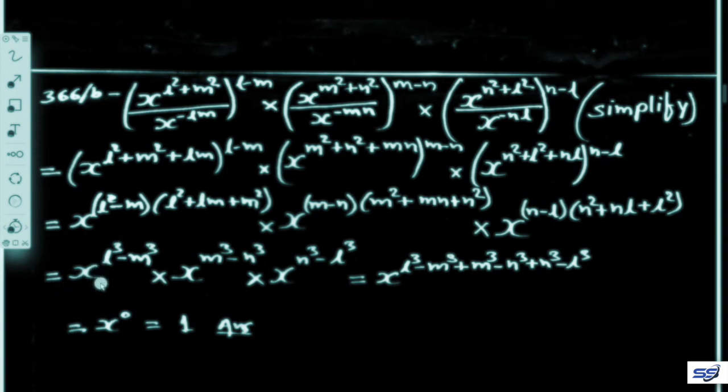That is, x power l cube minus m cube into x power m cube minus n cube into x power n cube minus l cube. Now the base x is the same, so the powers shall be added: x power l cube minus m cube plus m cube minus n cube plus n cube minus l cube. Everything cancels each other, l cube minus l cube, m cube minus m cube, and so on. Everything is cancelled, so only 0 comes: x power 0, and anything power 0 is always 1, so 1 is our required answer. In this way, we did this simplification of indices.